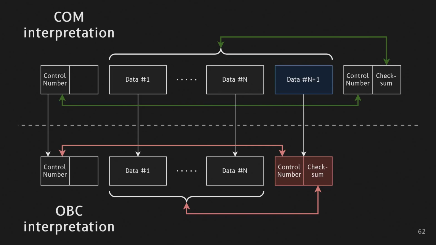And so what will happen is when the OBC receives the message from the COM system, it will reinterpret that last n+1 data message from the COM as the stop message. And we'll try to use it as the control number and checksum. And so, of course, that's not going to work, right? Yeah, so that's not going to work because it's going to misinterpret the numbers. So what do we do about that?